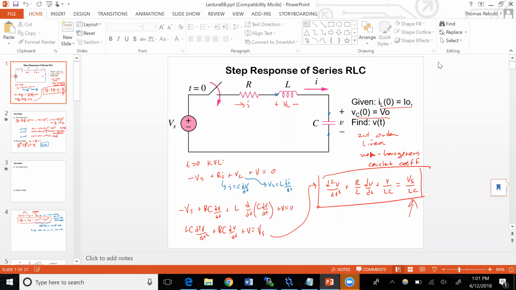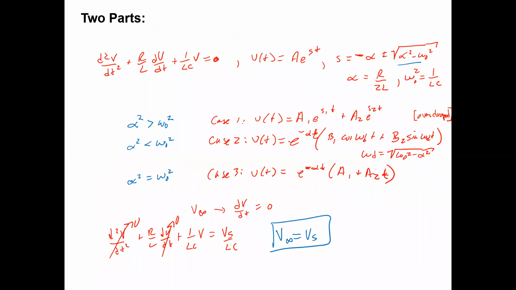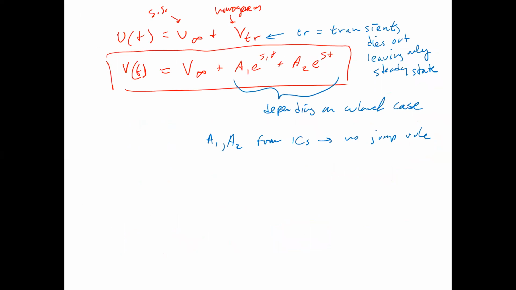What more could you possibly want to know about second order? We've looked at 4 different varieties of second order circuits. We've had source-free, series, and parallel, and then step response for series and parallel. We found there's a homogeneous and a steady state. Homogeneous is also called the transient response, and we look at the ways of solving those.